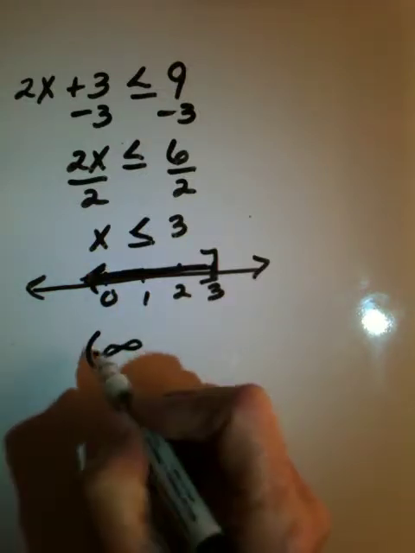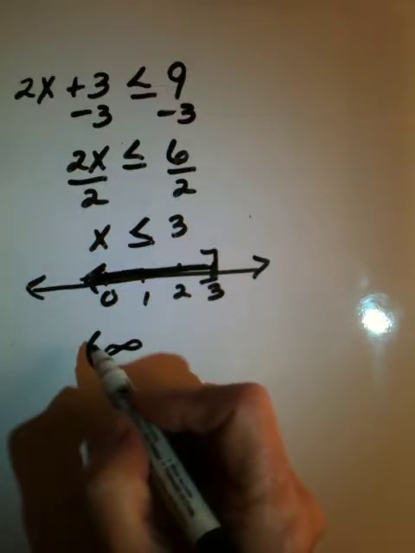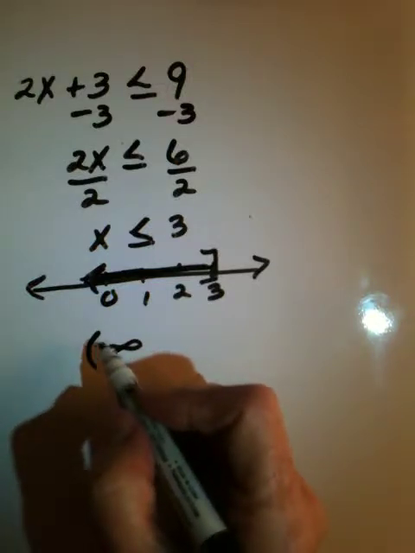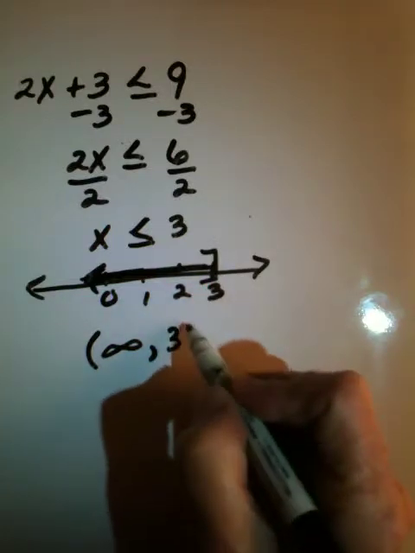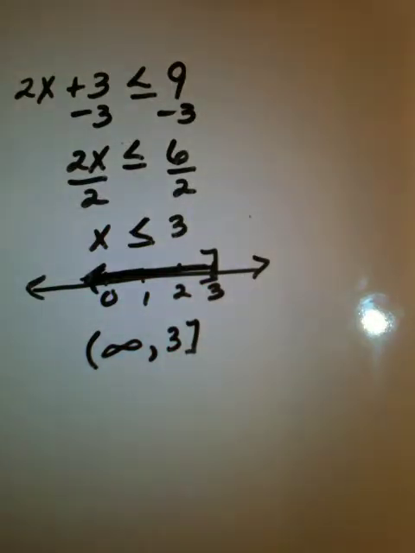And we're going to leave a parentheses because infinity goes on forever. Then we're just going to match this up. We have a 3 with a bracket. So there's solving an inequality, putting it on the number line, and showing the interval. Let's do another problem.